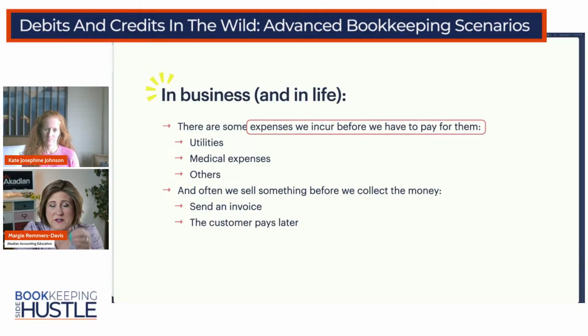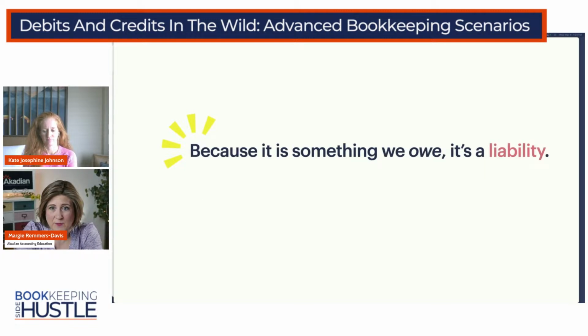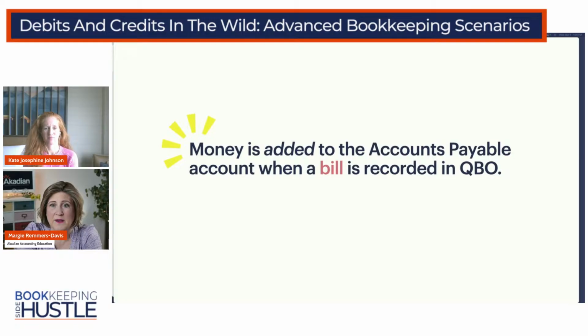So what we're going to talk about first is the expenses we incur before we have to pay for them. Now, the total of these incurred expenses is recorded in an account called accounts payable. And because it's money that we owe, it's a liability. And you learned last week, where do liabilities live? They live on the credit side. That's a place that money comes from. Now, money is added to that accounts payable account when a bill is recorded in QuickBooks Online. I'm most familiar with QBO, so I use all QBO terminology.